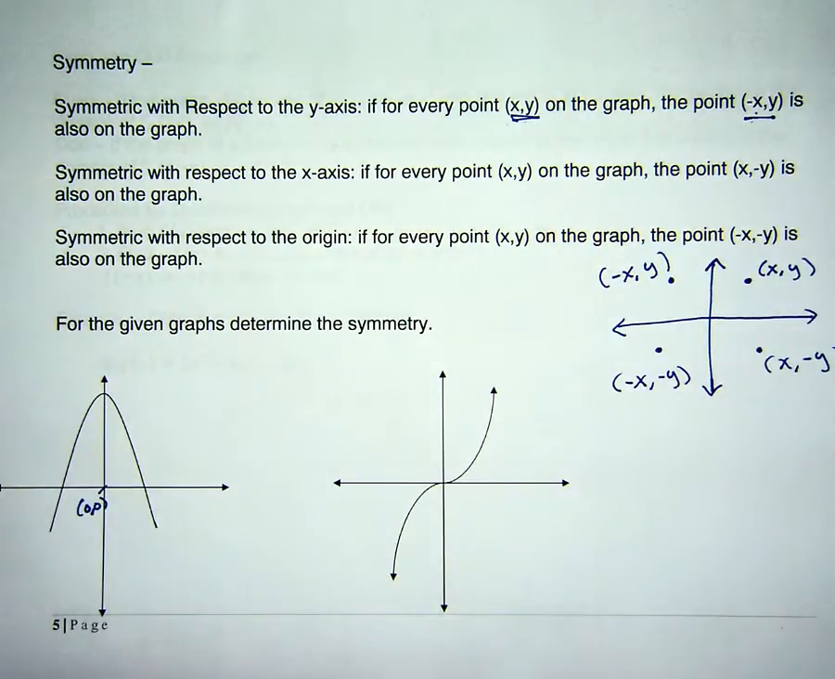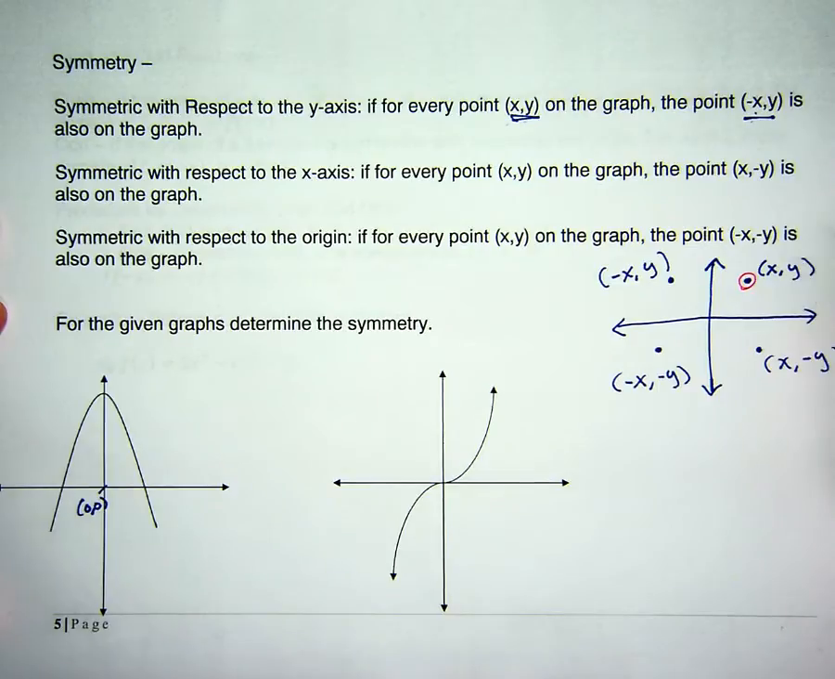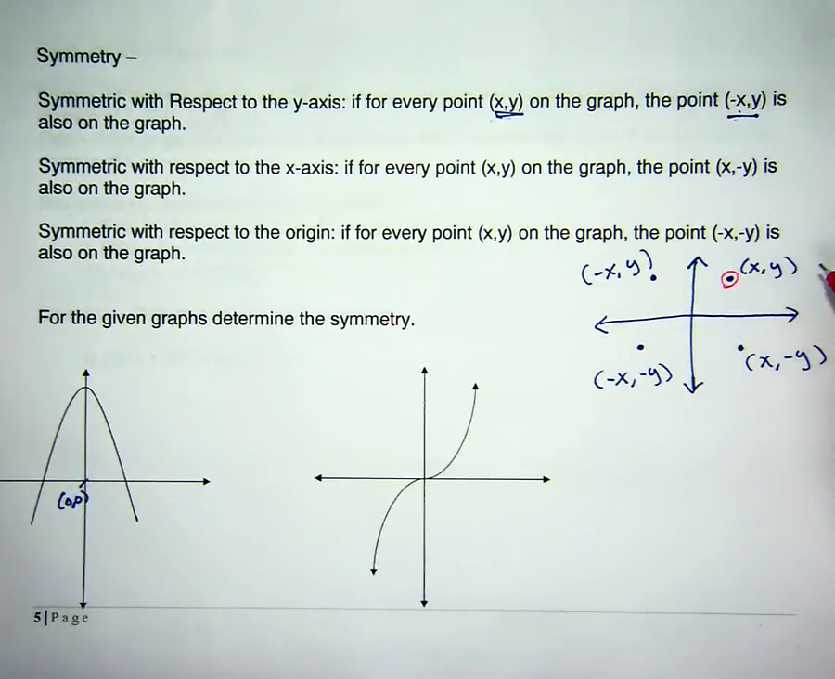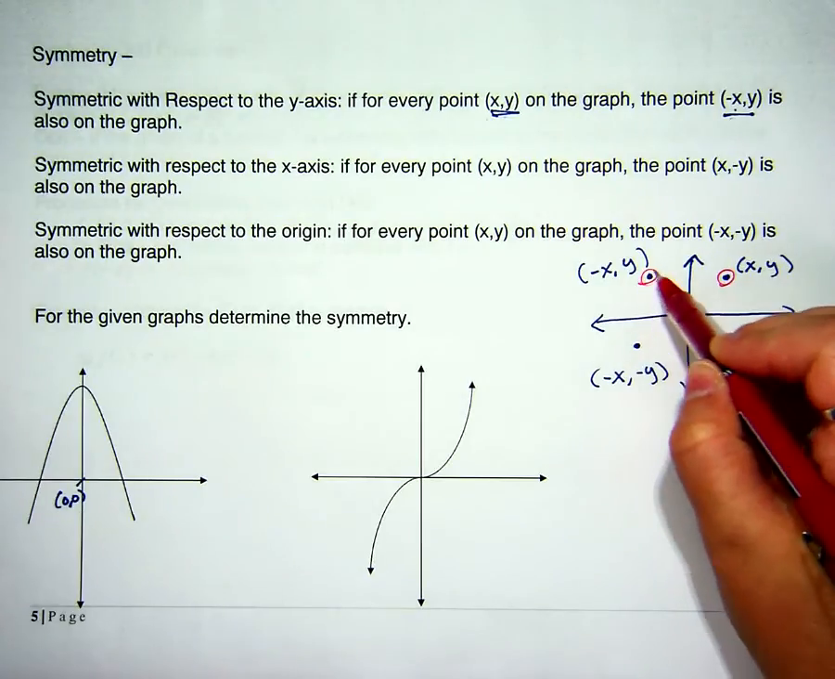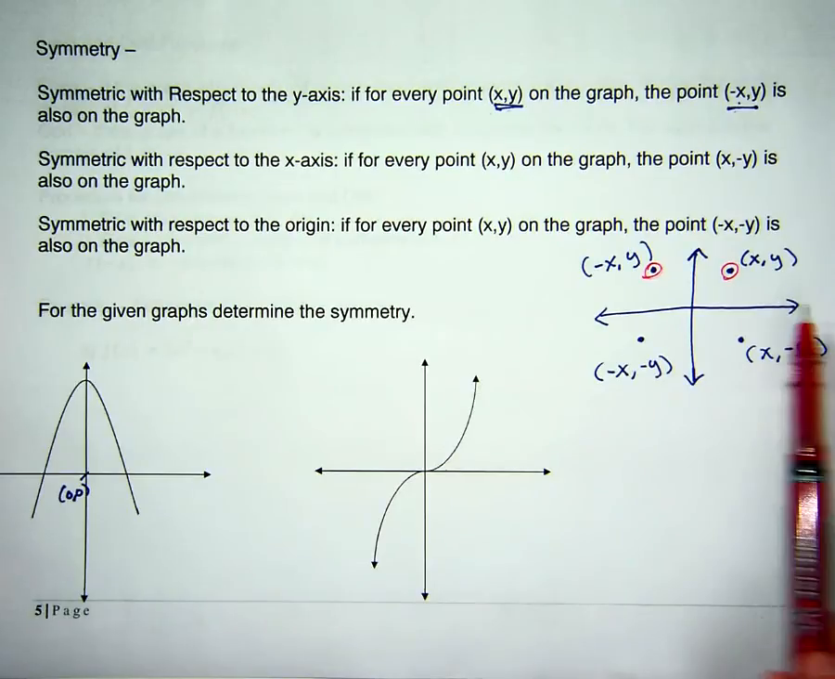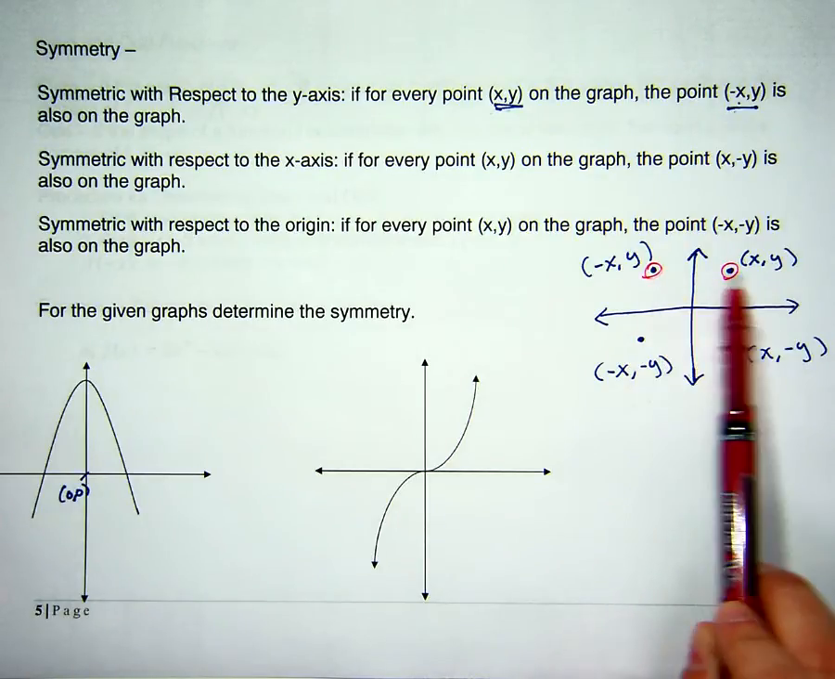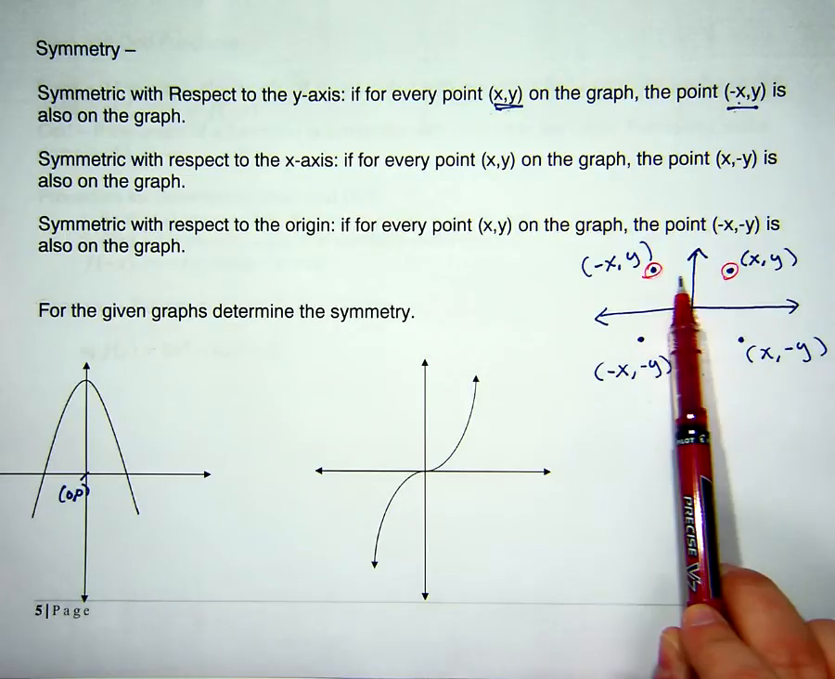So let's go back and read the y-axis symmetry again. It says for every point (x, y), there is also a point (negative x, positive y). So basically that says if something is y-axis symmetry, then something on this side of the y-axis and somewhere on this side of the y-axis, same location, opposite signs, will be y-axis symmetry.